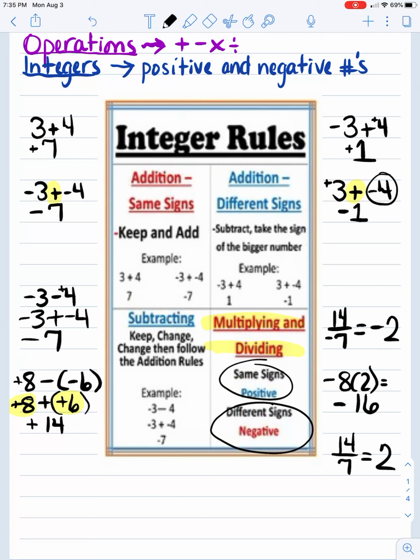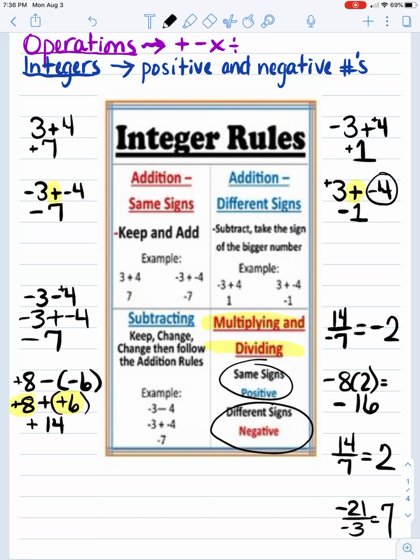And let's say I have two negative signs. Negative 21 divided by negative 3. Same sign, so my answer is positive. And 21 divided by 3 is 7.